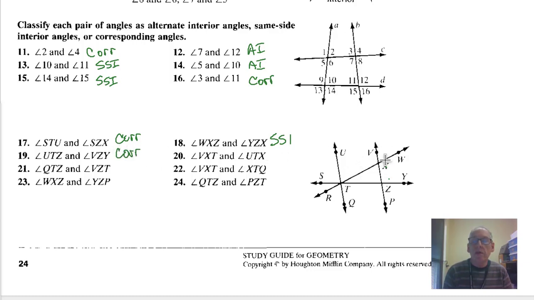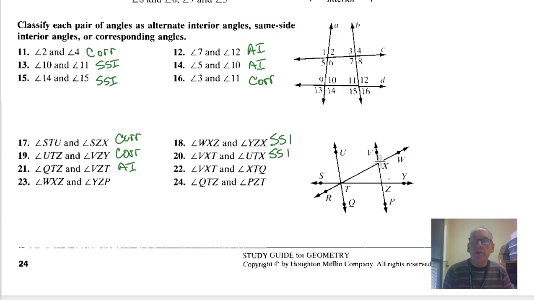Number 20, VXT. VXT goes back this way. And we have UTX, VXT and UTX. Where's UTX? So VXT, UTX, these are same side interior. QTZ, Q to T to Z is this angle here, along with VZT. VZT is this angle here. These are, if you see the Z there, going to be alternate interior.